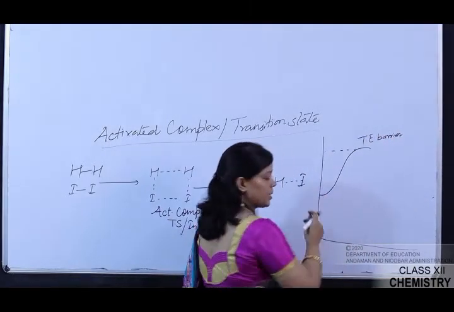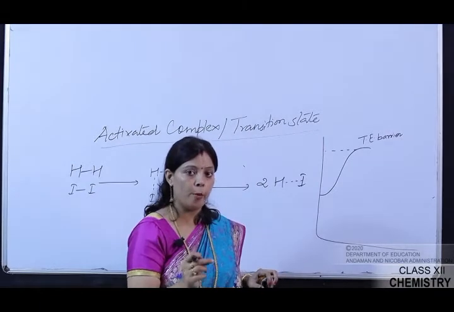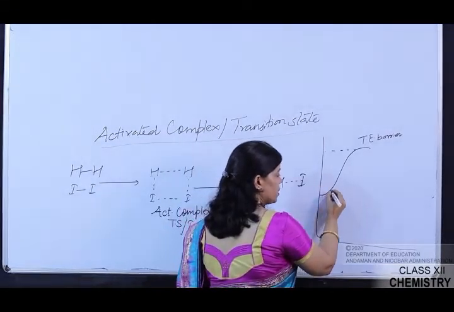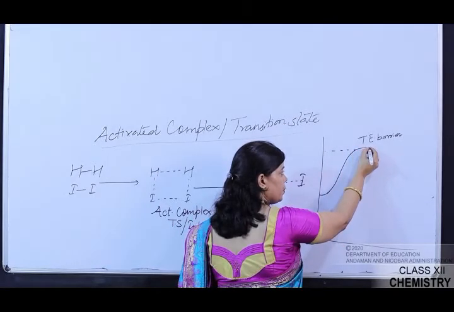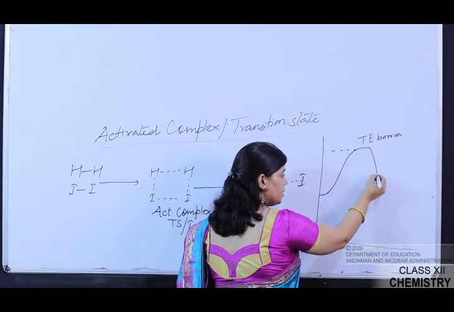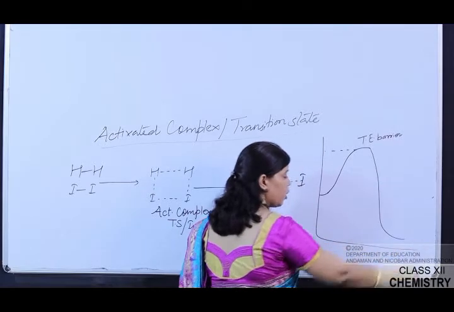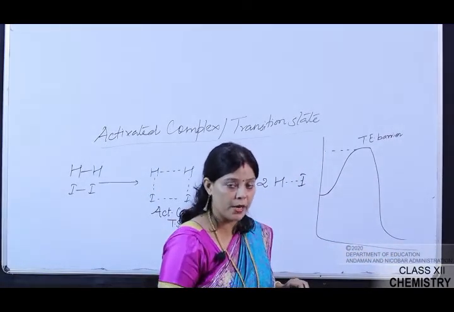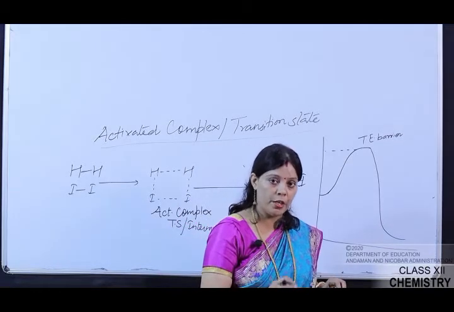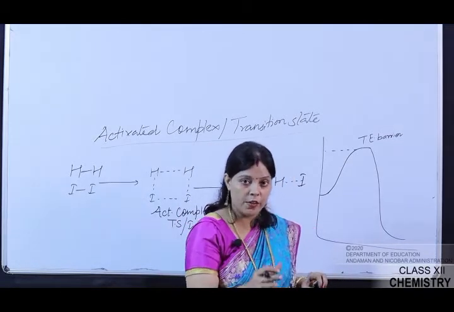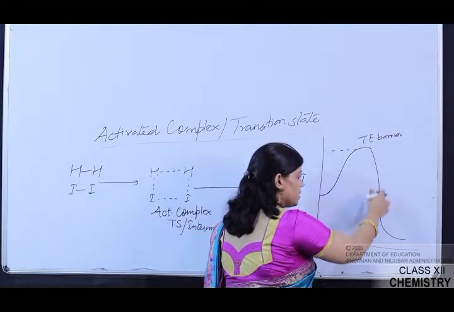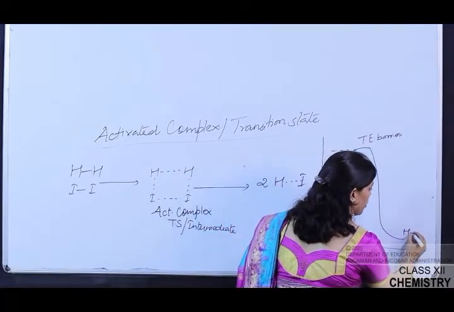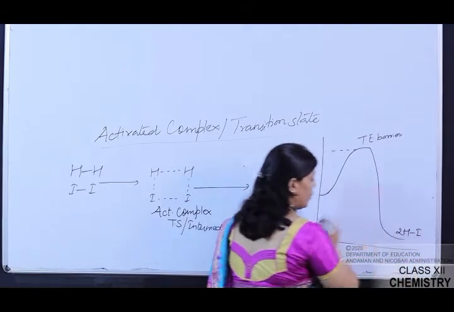Since the bond breaking predominates over the bond formation, the energy of the system starts increasing till it reaches the maxima, and after that it decreases because here the process of bond formation predominates, and since bond formation is accompanied by the release of energy, the energy of the system starts decreasing, and finally it results in the formation of the product, that is hydrogen iodide.